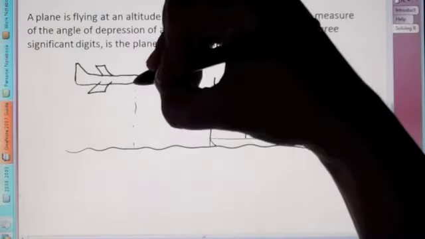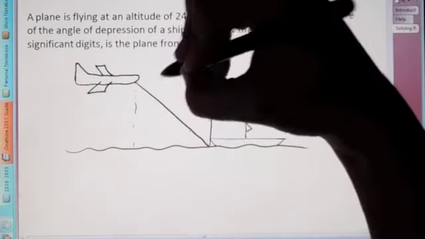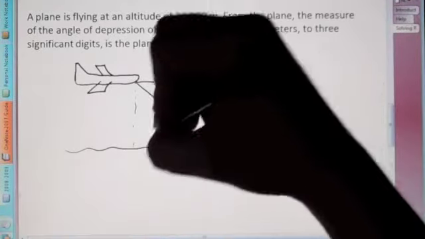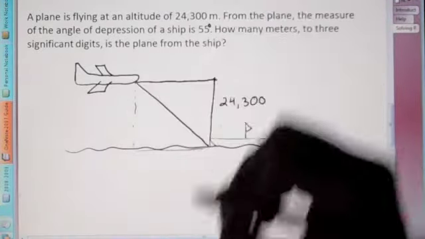Well, what does that mean? What that means is that the angle from the top, see how these are pretty much parallel? These two lines are parallel.